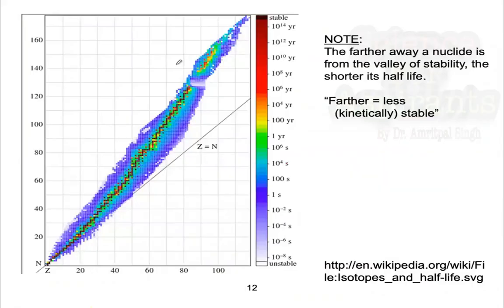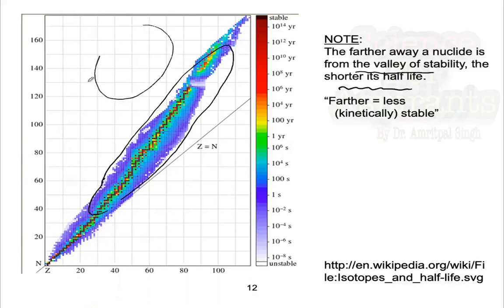This is the graph which is showing that the farther away a nucleus is from the valley of stability, the shorter is its half-life. So those nuclei which are lying close to this valley are more stable, and therefore they have a large half-life as compared to those nuclei which are lying somewhere here or somewhere here. So they are unstable nuclei and they have a short half-life.